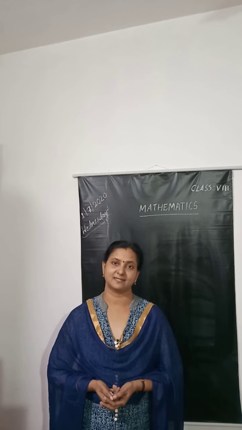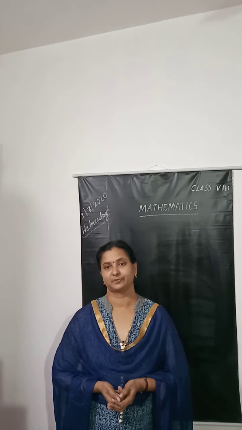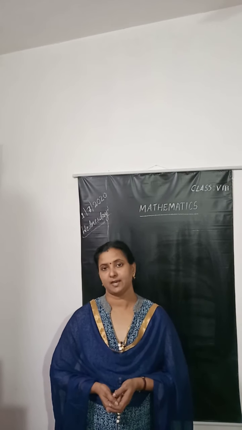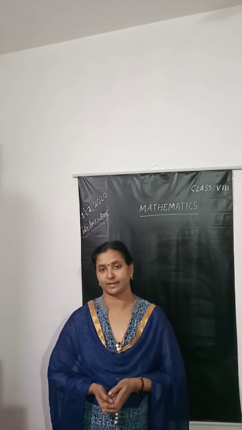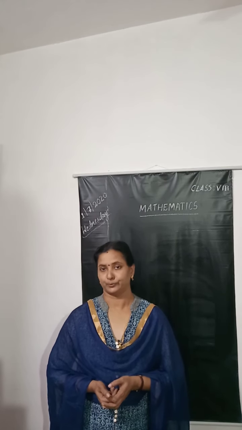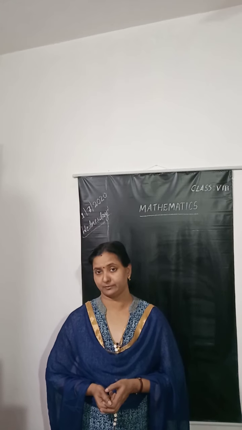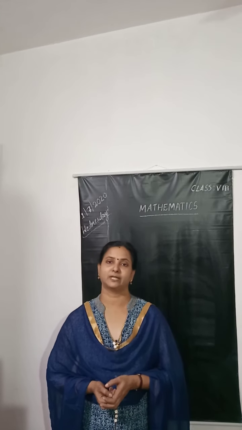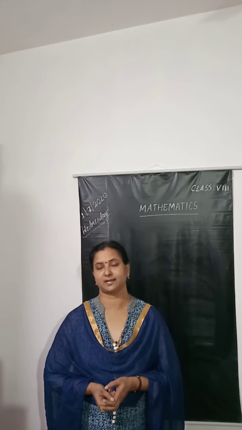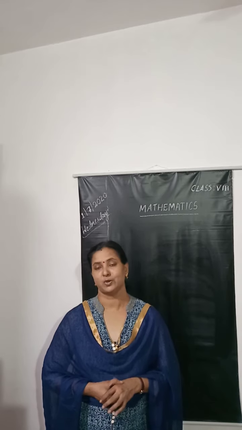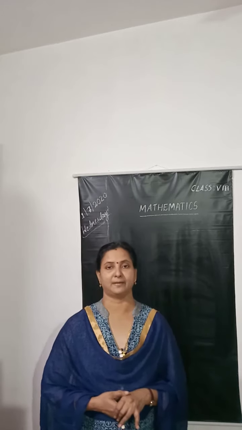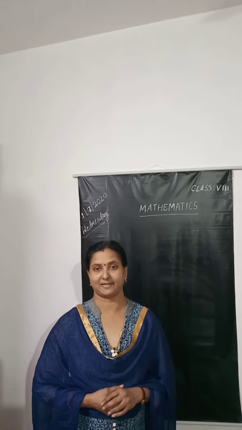In the last class, we have discussed different patterns in square numbers. Now we will see how to find square of a number without actual multiplication. Few more topics we have to learn today, that is Pythagorean triplet, then how to find square root using repeated subtraction method and prime factorization method. First we will see how to find square of a number without actual multiplication.